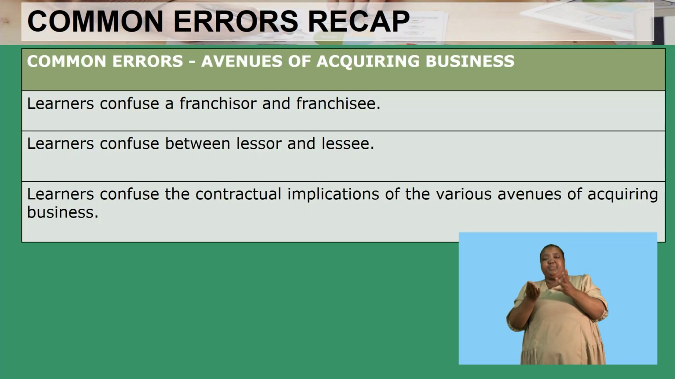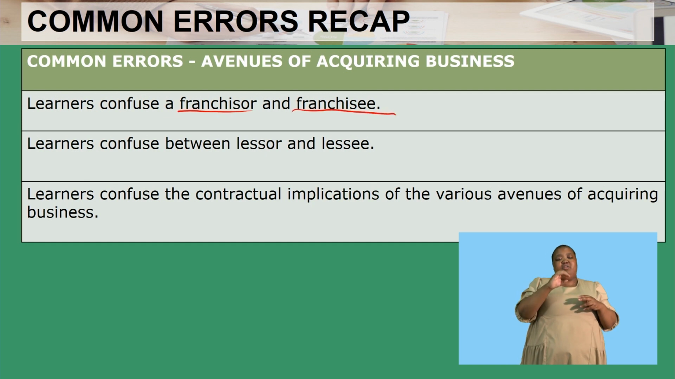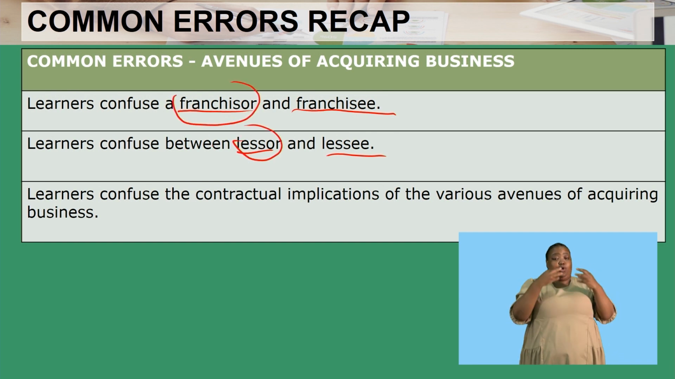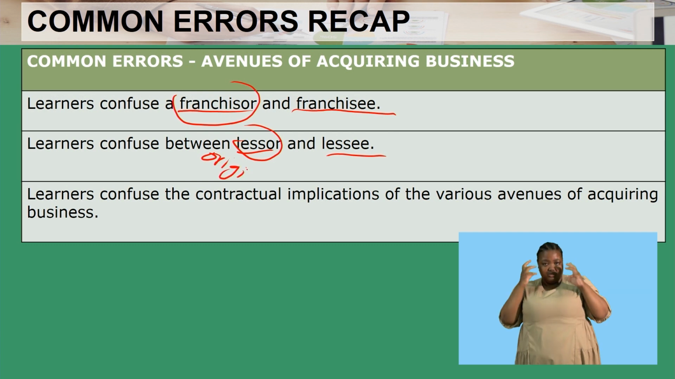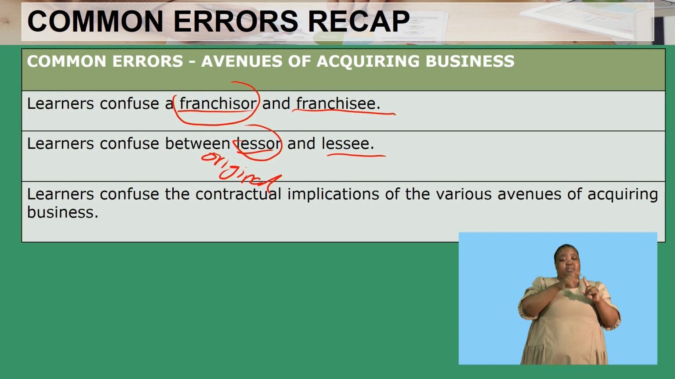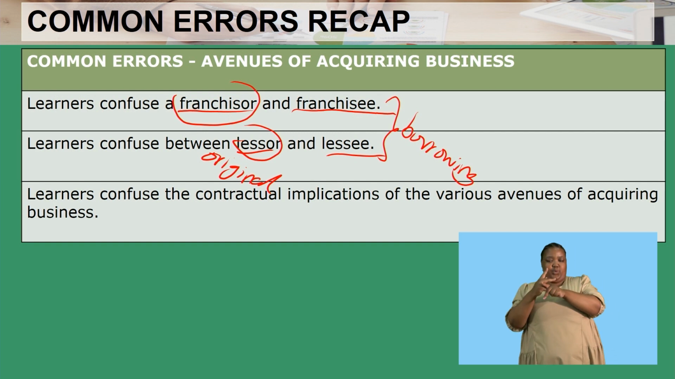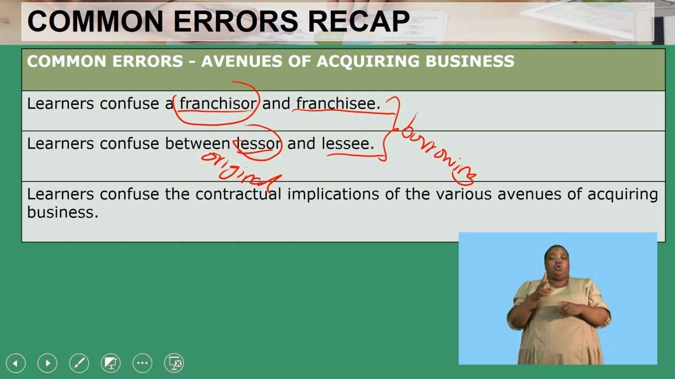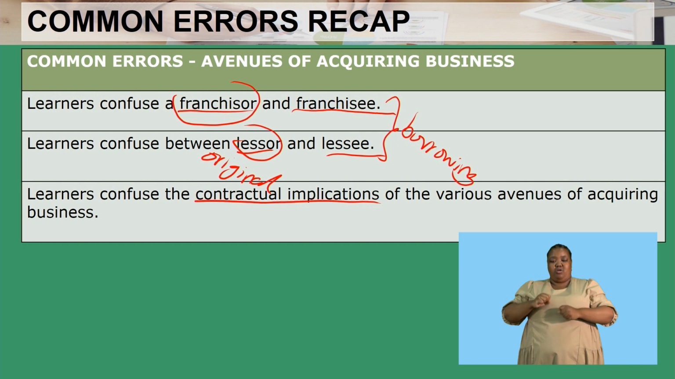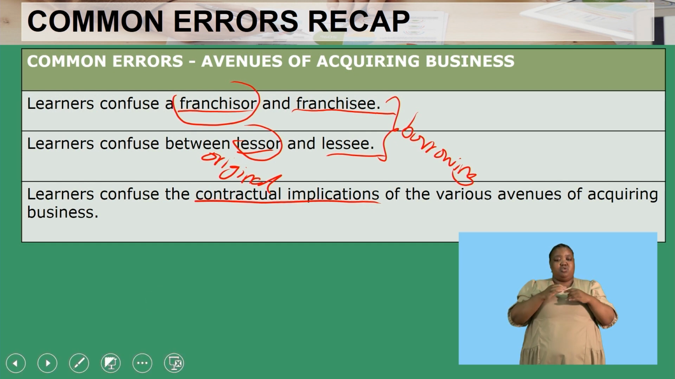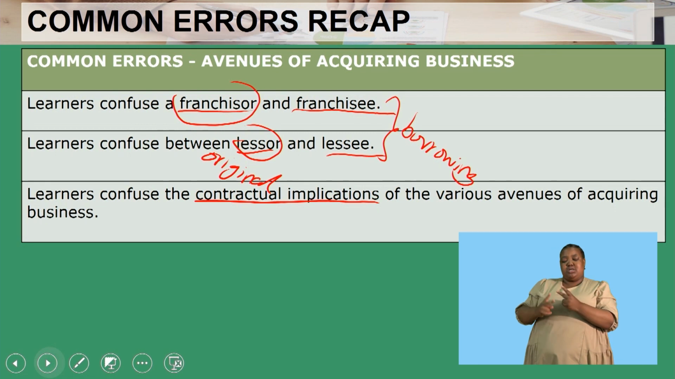When we talk about avenues, it is possible that you might confuse a franchisor with the franchisee and a lessor with the lessee. Now remember that I said with these two, these are the original owners of the asset or the business, whereas these are the people that are borrowing. So that will help you to differentiate between the two. Also, you must not confuse the contractual implication of the three. So go back and revise them thoroughly.